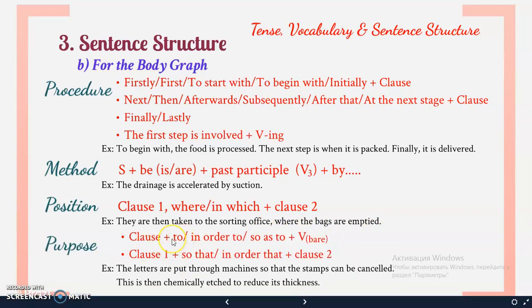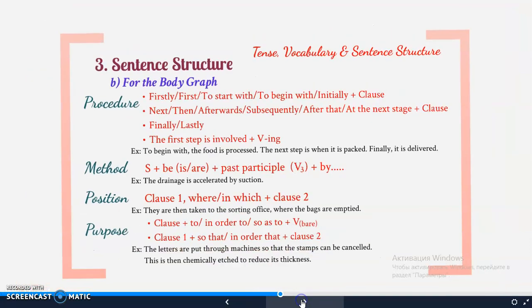Purpose: clause 1, clause 2, in order to, so as to. Verb: clause 1, so that, in order that, clause 2. The letters are put through machines so that the stamps can be cancelled, or this is then chemically etched to reduce its thickness.